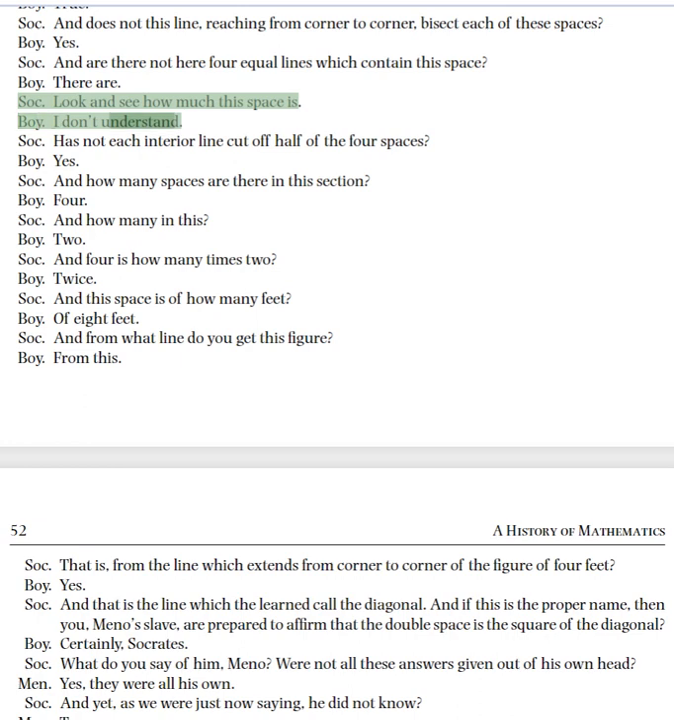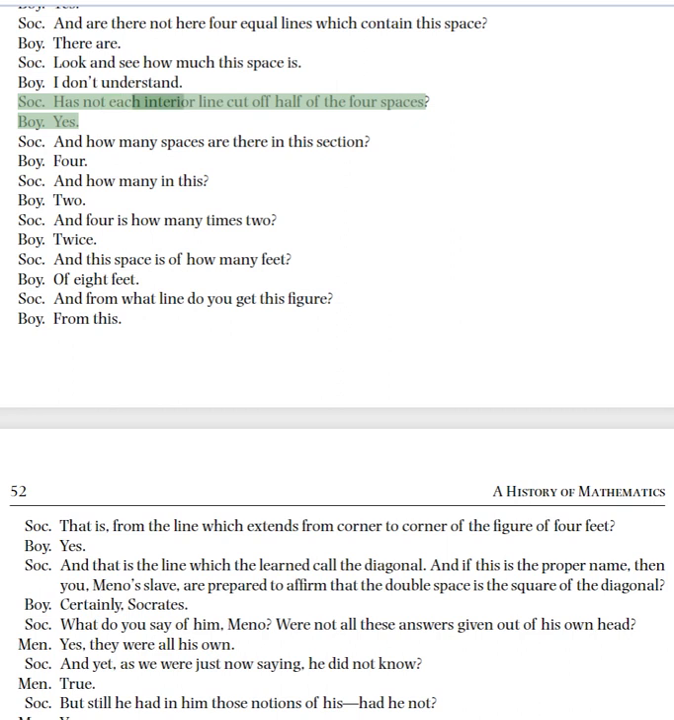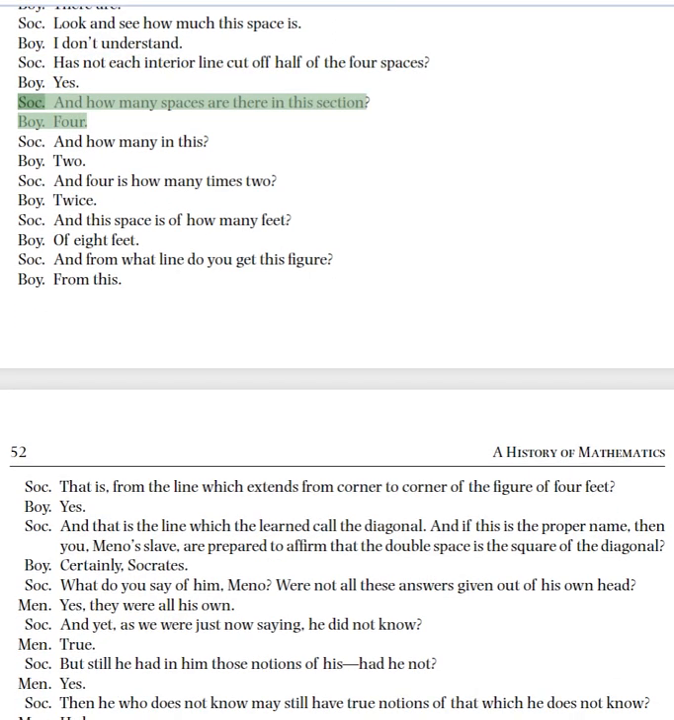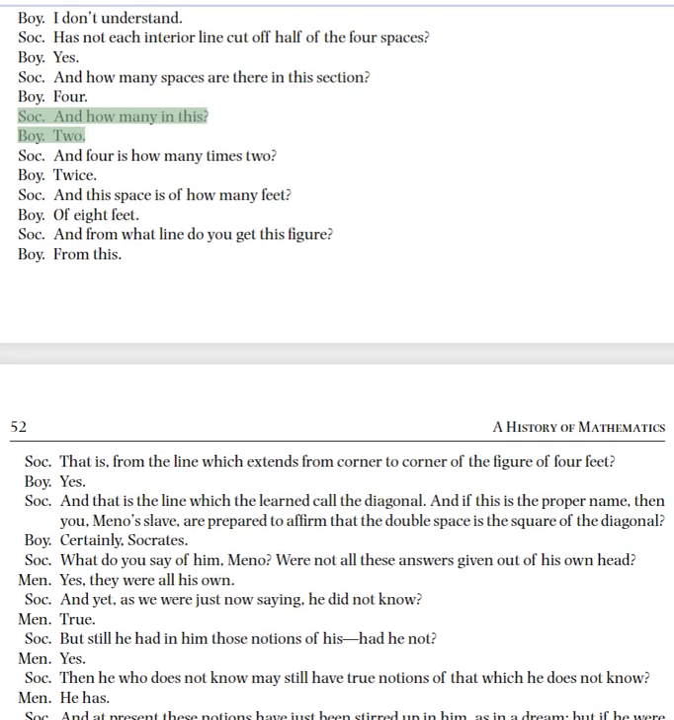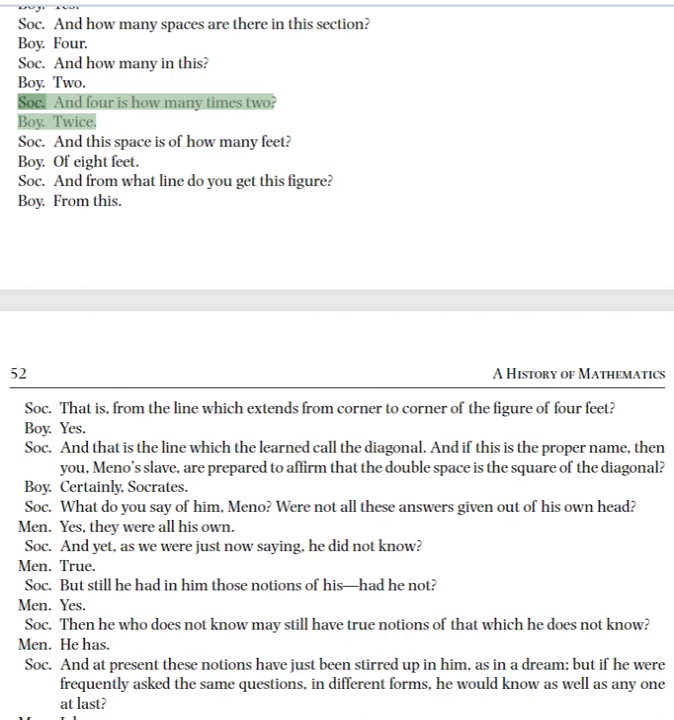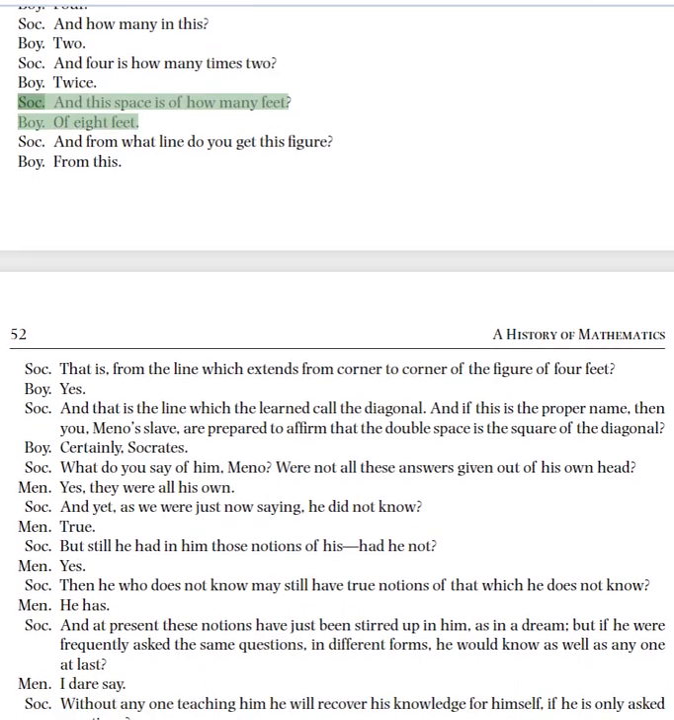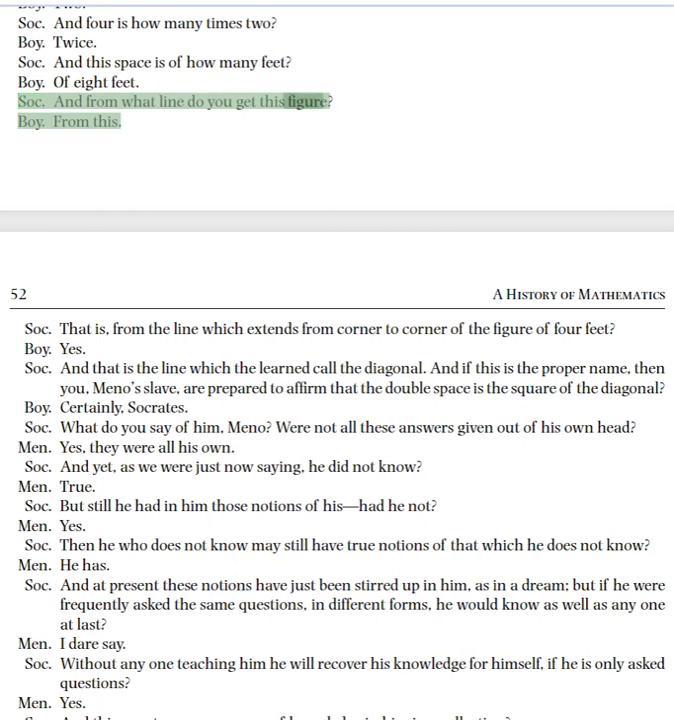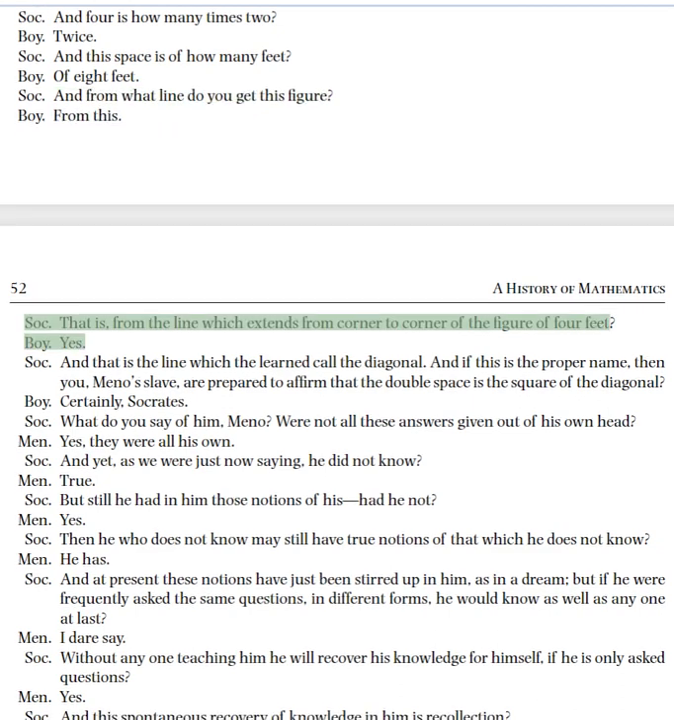Boy. I don't understand. SOC. Has not each interior line cut off half of the 4 spaces? Boy. Yes. SOC. And how many spaces are there in this section? Boy. 4. SOC. And how many in this? Boy. 2. SOC. And 4 is how many times 2? Boy. Twice. SOC. And this space is of how many feet? Boy. Of 8 feet. SOC. And from what line do you get this figure? Boy. From this. SOC.